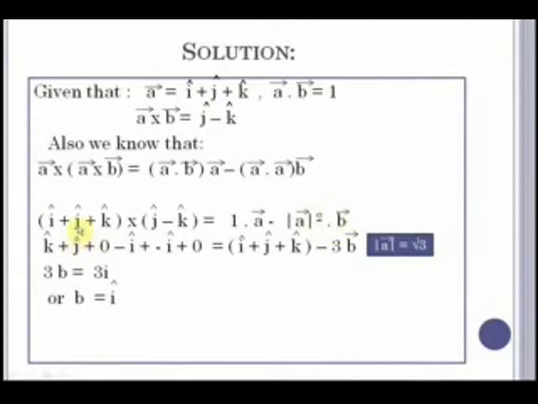Now when we cross multiply this, we get k cap plus j cap plus 0 minus i cap plus minus of i cap plus 0 equal to vector A, which is i cap plus j cap plus k cap, minus, now the modulus of vector A is equal to root 3. So this would be equal to 3 and thus minus of 3 times vector B. Thus from this we get 3 times vector B is equal to 3i and so B is equal to i cap. Thus the value of vector B is equal to i cap.